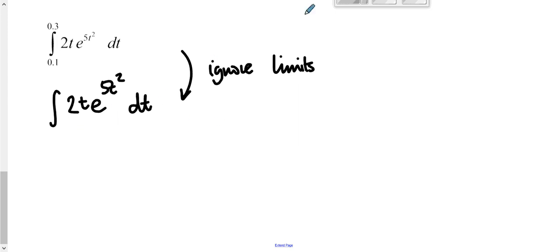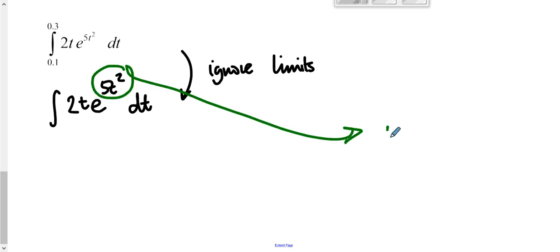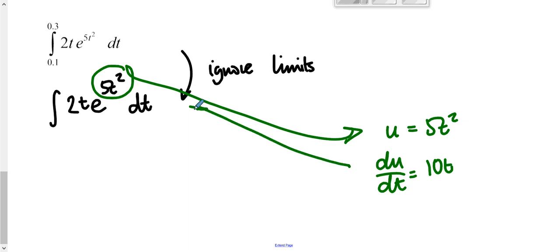So first of all, I'm going to take the 5t squared and make that our u, our substitution. So 5t squared. So du by dt is going to be 10t. You see we're going to get at least the t's will cancel here and here. So that can go back into there. It's not quite that because we need to say what dt is. It's du over 10t.